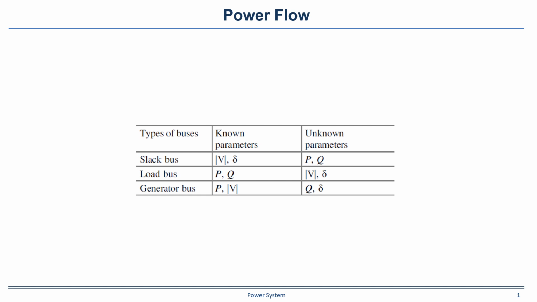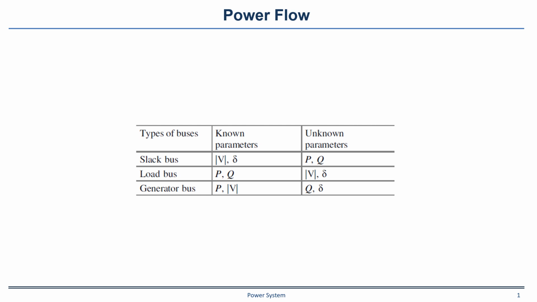In generator bus bars, the value of the active power is known, and the value of the voltage is also known. But we don't know about the reactive power and the angle. In the slack bus, we know the value of the voltage and angle, but we don't know the active and reactive power. So first, what is a slack bus?